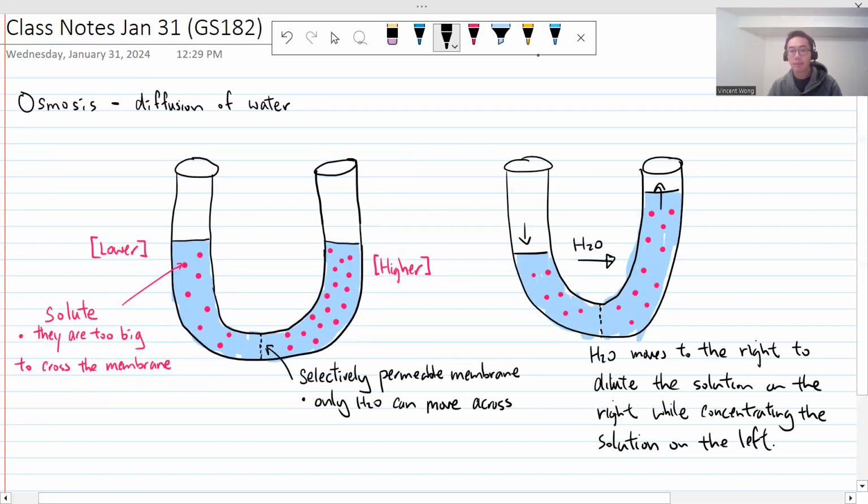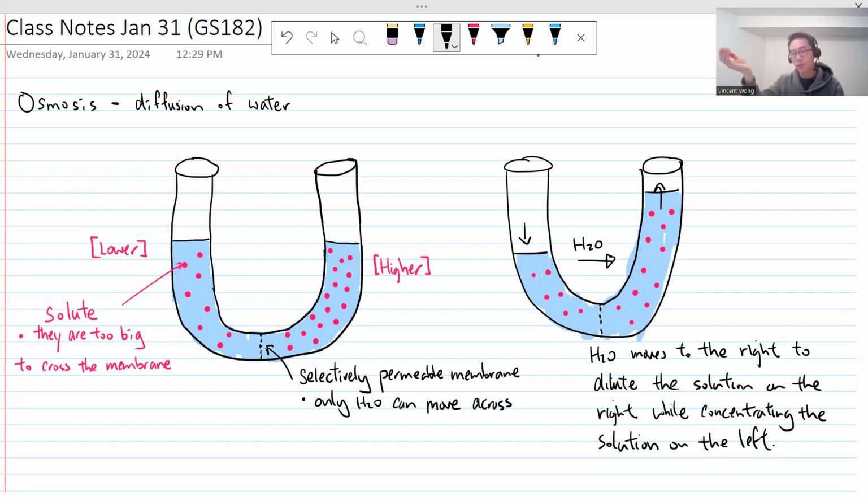Excuse me, Professor. I didn't understand why the water moved to the right, because of the more dots there? Yeah, because there are more dots there and the red dots cannot move, so it sucks the water to the right side. Here's a way to help you guys visualize this.